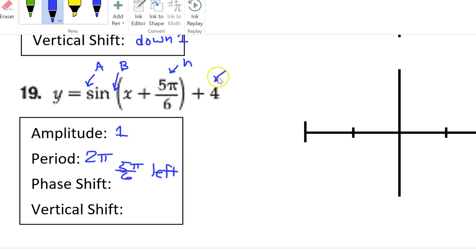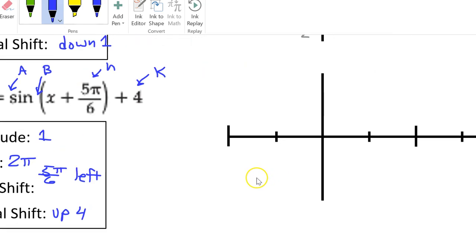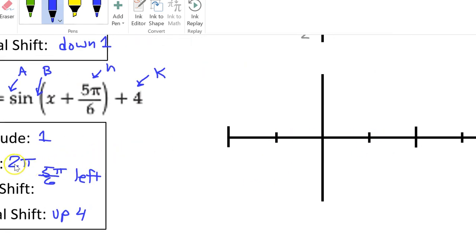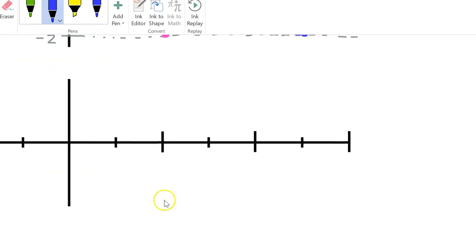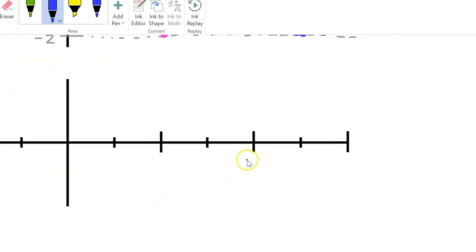And my K value of 4 means that there's a vertical shift of up 4. Okay, as I go to do my graph, I'm going to start with a period. And this would be a convenient place to put my period. So this is 2 pi. So that means this is pi. And half of that would be pi over 2. And this would be 3 pi over 2.